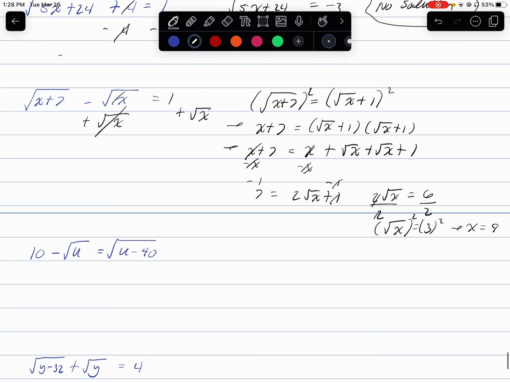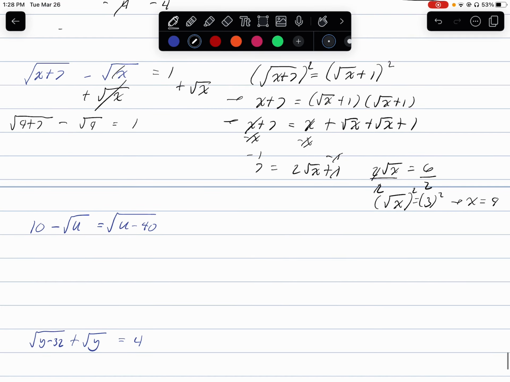So now let's check to make sure that x equals 9 works. So we should have the square root of 9 plus 7 minus the square root of 9 should be equal to 1. That should work here, because 9 plus 7 is 16, so that gives us the square root of 16 minus the square root of 9 is equal to 1. The square root of 16 is 4, the square root of 9 is 3, which is 4 minus 3 equals 1, and there you go. x equals 9 is a valid solution for this equation.